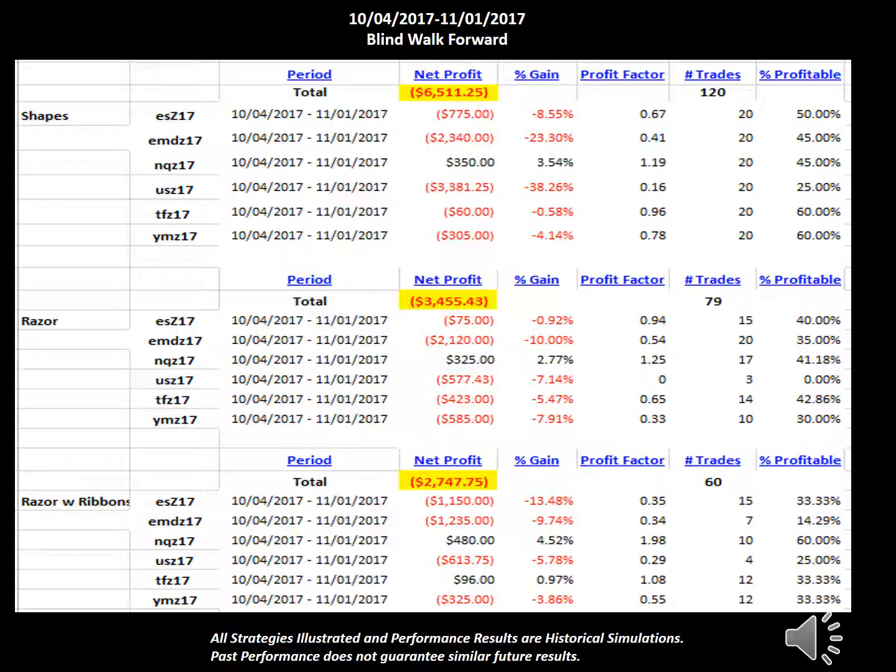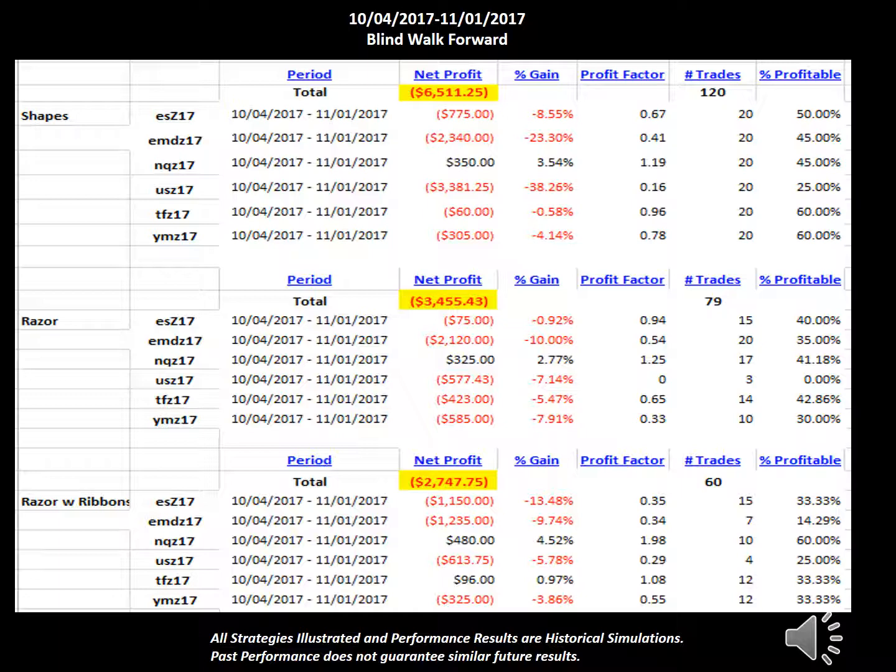Here's the blind walk forward for this month, and again we're in a drawdown, and we've talked about this and how to watch. If you notice, the NASDAQ in Razor with ribbons, in Razor, and in shapes, all three made money. It's the only thing that really made any money this month, and that's one of the reasons I want to focus on the NASDAQ. I've looked at it for the last 3 months, and I think the NASDAQ is where we want to be with our systems.